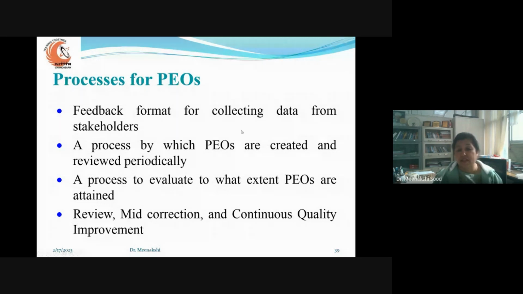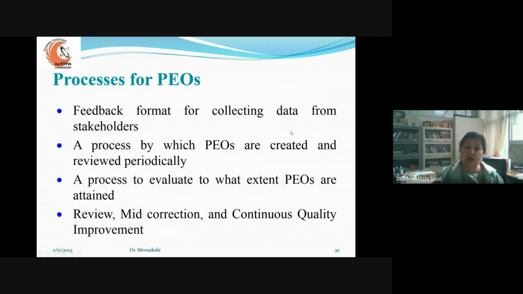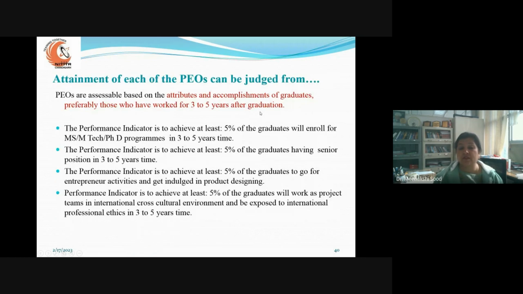So the process is again, feedback should be there, right? PO evaluation should be there and they can be corrected. Okay. Now side by side, I'll talk about how we have to see whether we have attained it or not. So some performance indicators have to be there, which will show whether the POs which you have framed, we have attained or not.